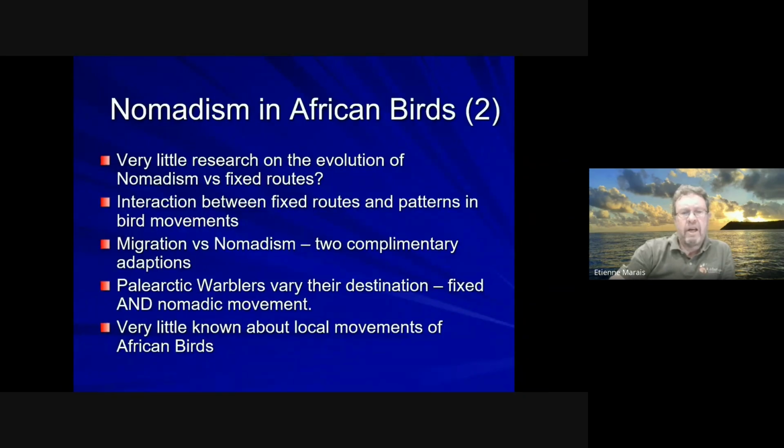So I believe there's very little research on the evolution of nomadism versus fixed routes. And in general, migration studies are focused primarily on birds where you have a kind of fixed pattern. And even if you read some of the papers now looking at climate change, the starting point is that birds have fixed patterns, and they're having to then adapt dramatically to climate change, and there's this kind of stress on birds. And I wonder if that's really the case. If in fact, and I'm going to explain why.